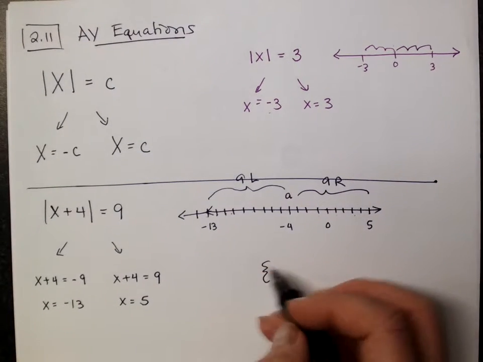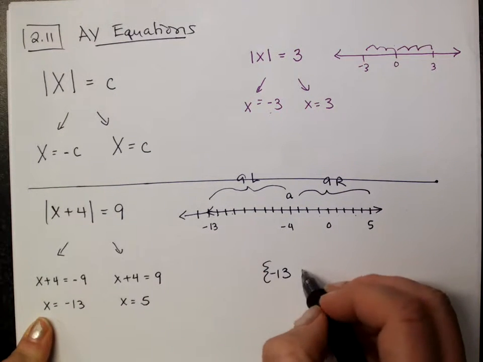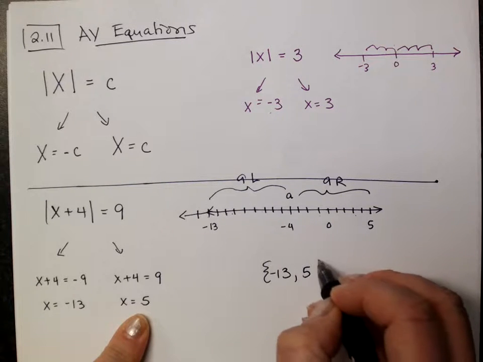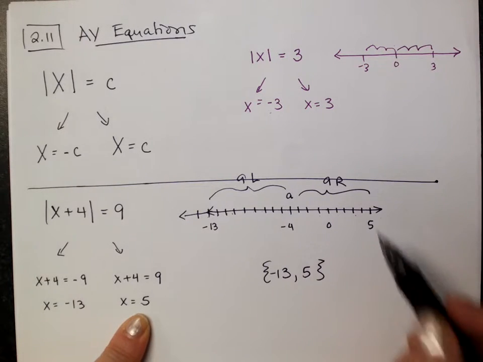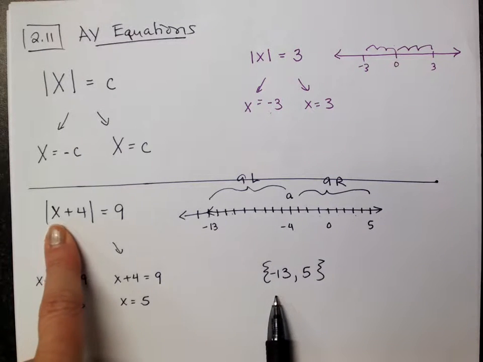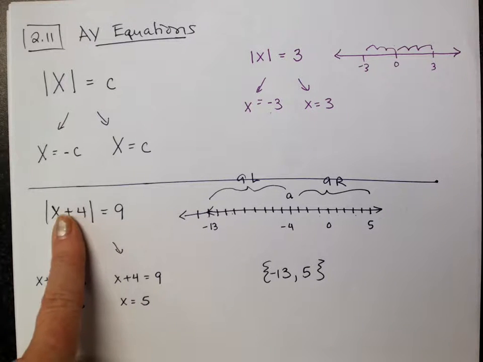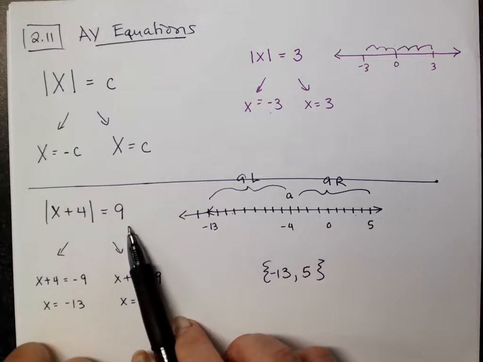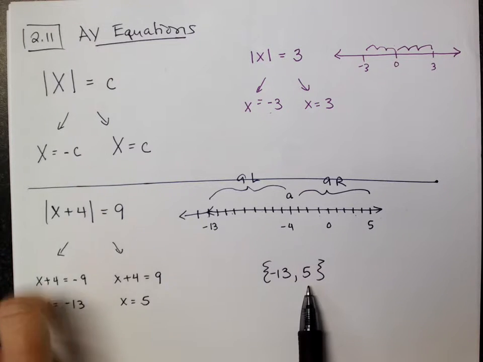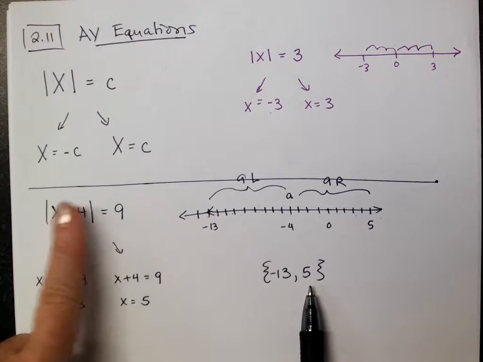So our solutions are negative 13, which is 9 units away from the anchor point to the left, and positive 5, which is 9 units away from the anchor point to the right. Now, if you plug these back in, you'll see it makes it true. Negative 13 plus 4 is negative 9. And what's the absolute value of negative 9? Right. Now 5 plus 4 is 9. Absolute value of positive 9 is?